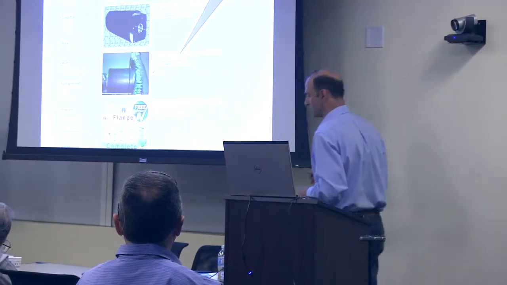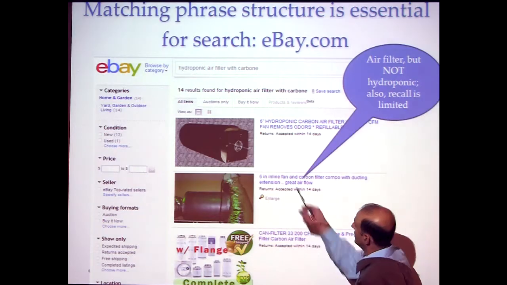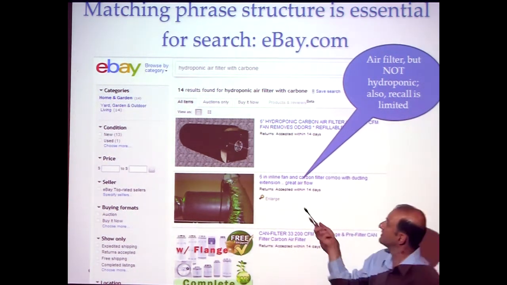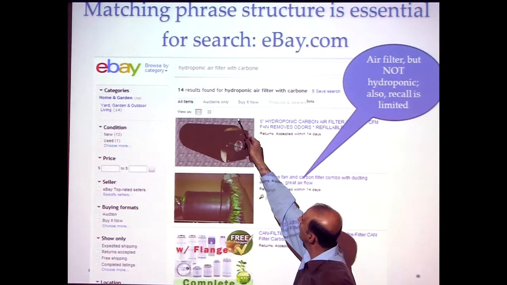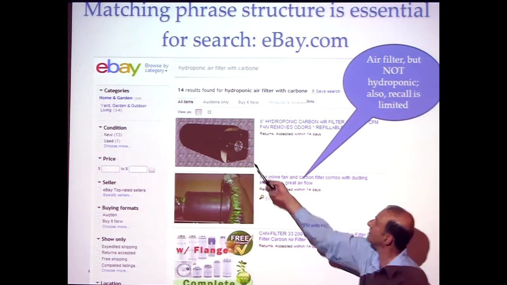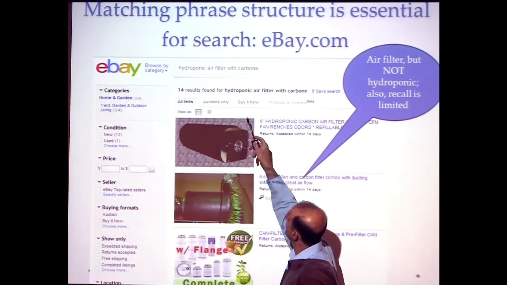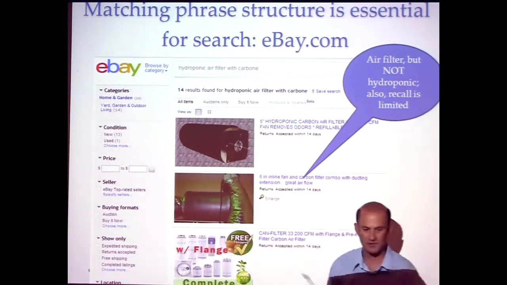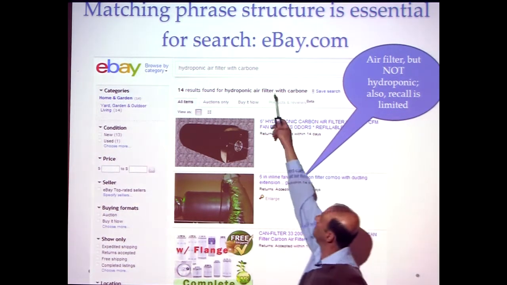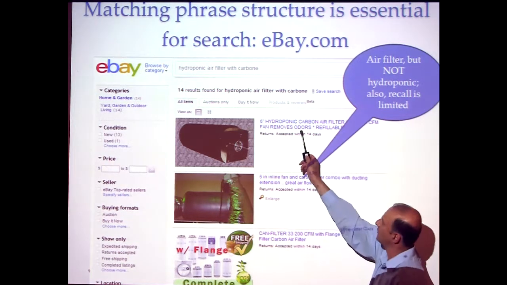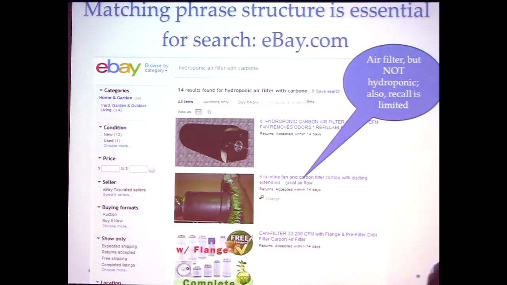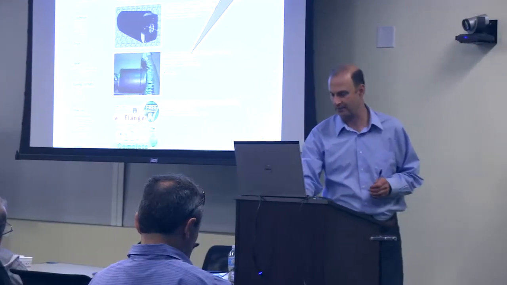I'll start with eBay search. I'll start with simple phrases. When you search "hydroponic filter with carbon", it is important to analyze phrase structure. That it's something with modifiers, with something. So you cannot just say something hydroponic, air, filter, carbon. You have to maintain the structure when you combine questions, when you find relevant products for questions. So for product search, it is essential to maintain phrase structure.